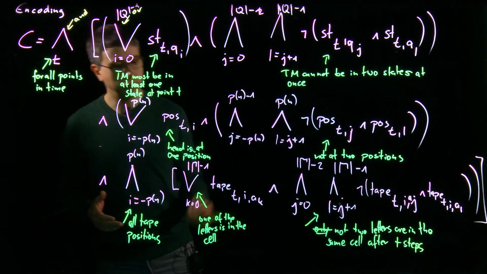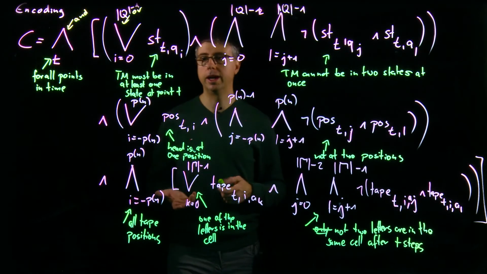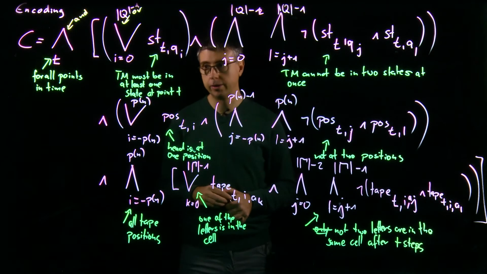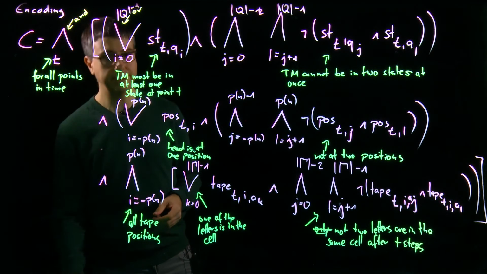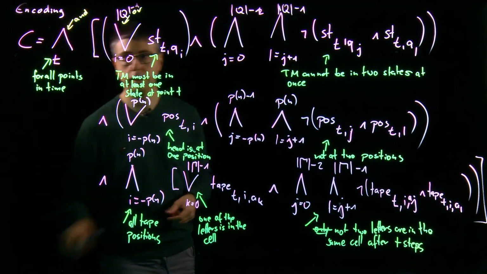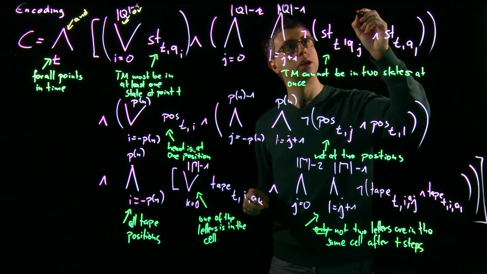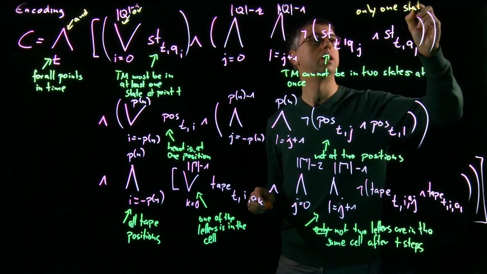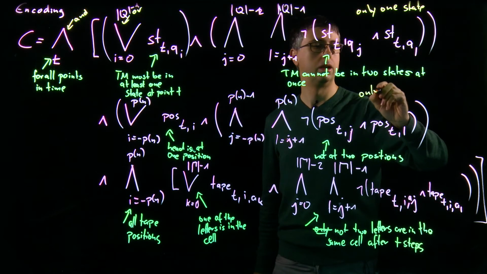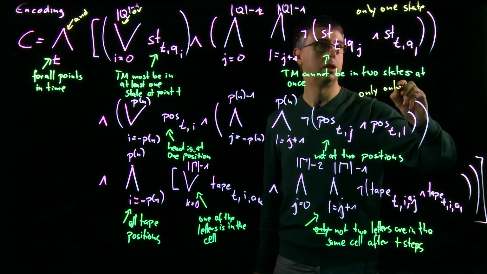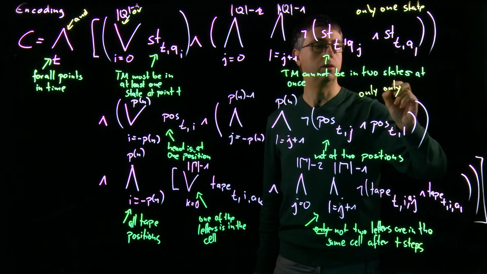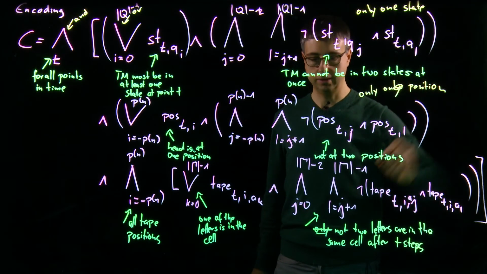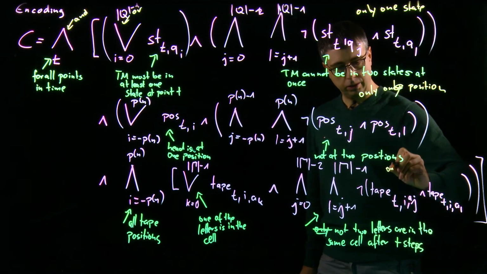So this is actually a huge formula, just encoding that we have only one state, only one position, and only one contents on the tape. So here the idea is only one state, only one position, and only one content.